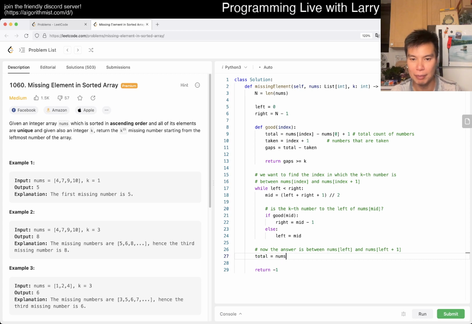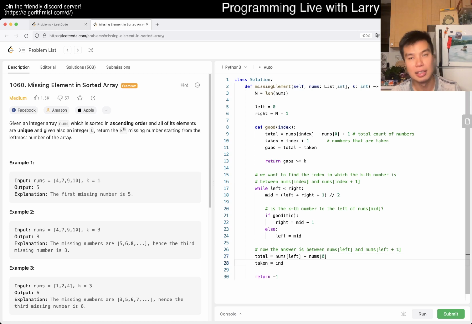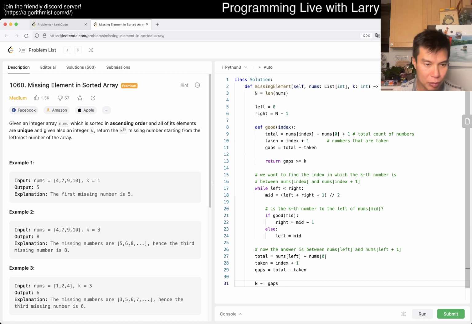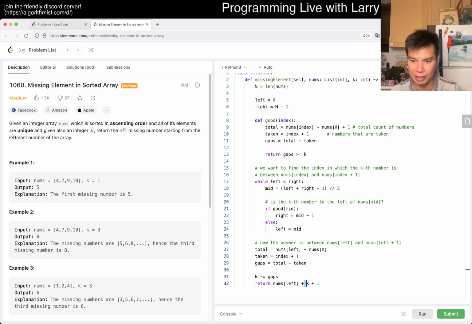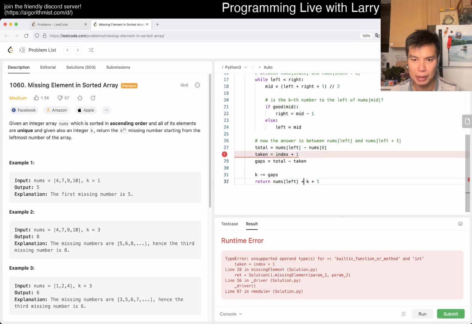So total is equal to nums of left minus nums of 0. Taken is equal to index plus 1, and then gaps is equal to total minus taken. And then k minus equal to gaps, right? Because that's the number of missing numbers that we moved. And then it should be just return nums of left plus k plus 1, because k could be the 0th number. We're doing 0 index. I think by definition it should be good.